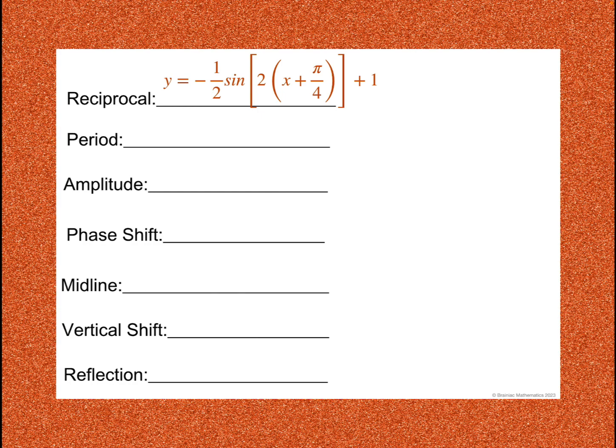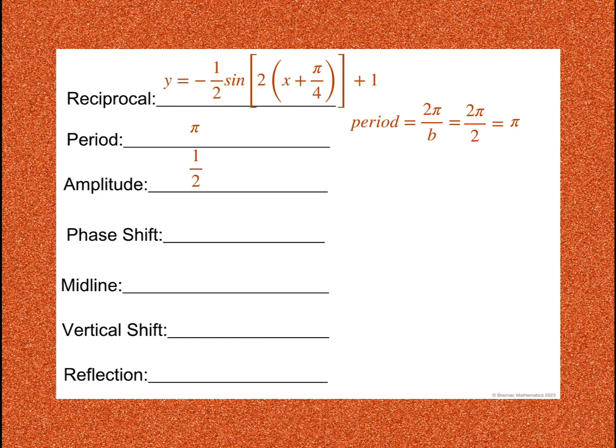So now that I have the reciprocal function, I'm going to identify my period, amplitude, phase shift, midline, vertical shift, and reflection for this sine graph. So period is 2π over b in this case. B is 2. So 2π divided by 2 will give us π. And so our period is π. Amplitude is determined by the absolute value of our a. And in this case, the absolute value of our a is 1/2. So our amplitude is 1/2.